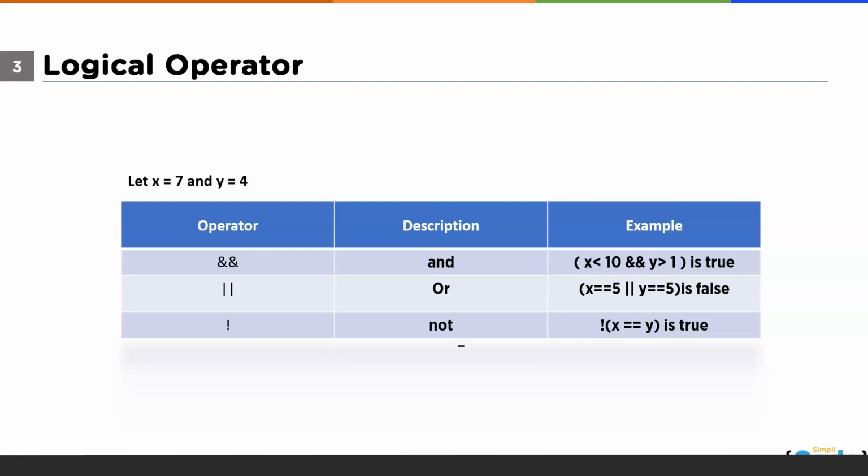For the OR operator, the case is a bit different. We have two conditions, and if any one of these two is true, then the output will be true. If both are false, then only the output will be false. The NOT operator, on the other hand, will check if x is equal to y. If the value x is holding is not equal to that of y, then it will return true. I hope you are getting this. It's a little bit confusing, but if the values x and y are holding are not equal, then it will return true. If they are equal, then it will return false, right?